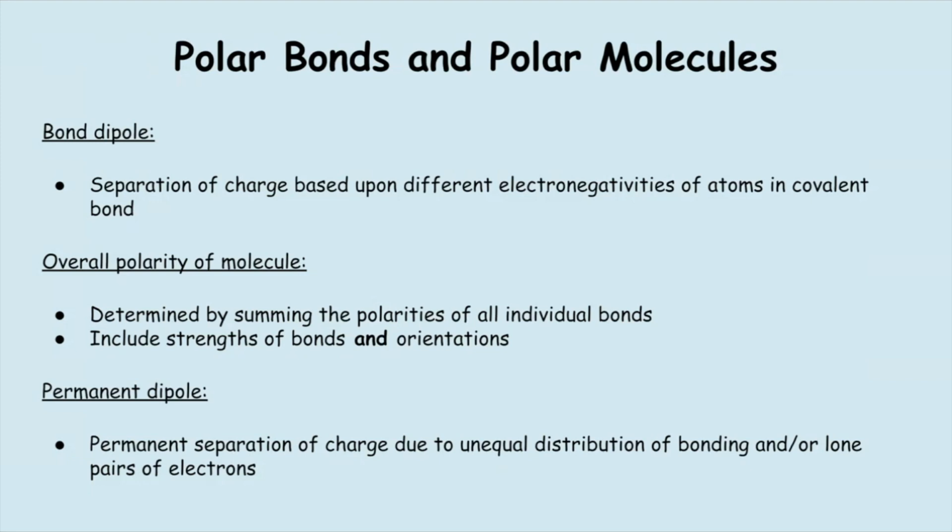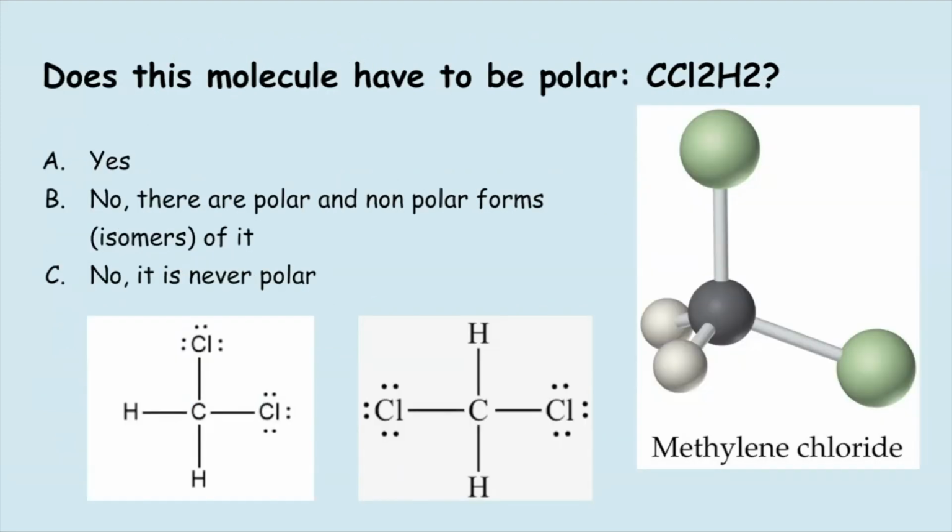Overall, the polarity of a molecule is determined by summing the polarities of all individual bonds and includes strengths of bonds and orientations. Lastly, permanent dipole is the permanent separation of charge due to unequal distribution of bonding and/or lone pairs of electrons. Does this molecule have to be polar?